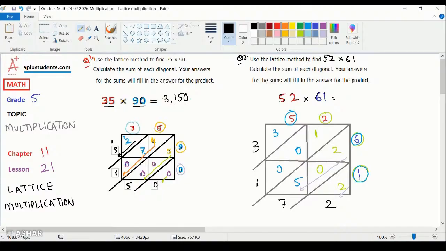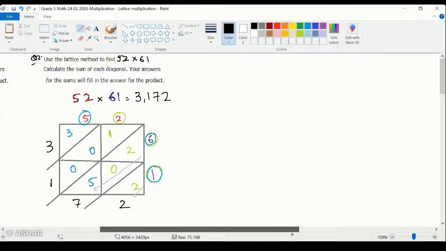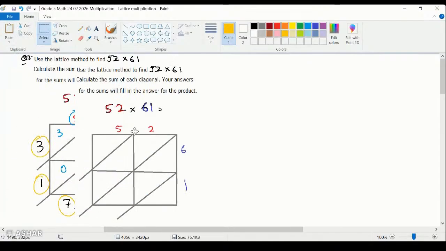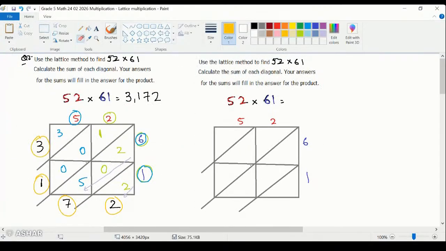So can we say 3172 should be our answer? When 52 was multiplied by 61, 3172 came out to be our answer. Agreed? Okay. How did we find our answer? These numbers would be our answer. Okay. Let's do another question. I'm going to change the values.